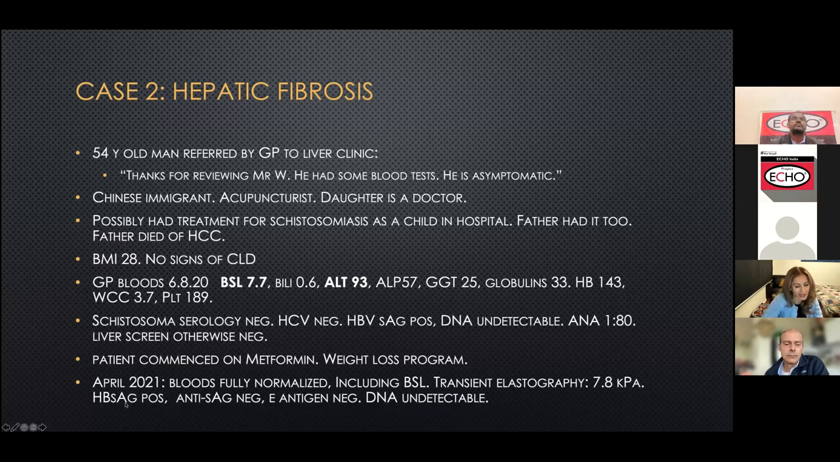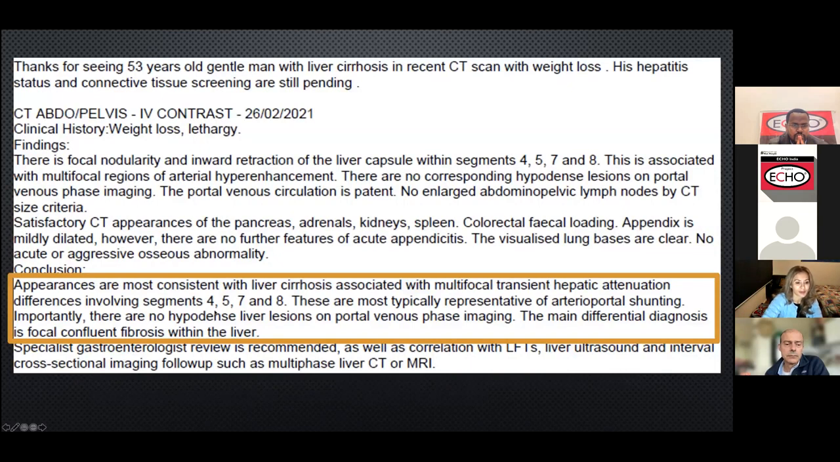But his surface antigen was positive. His surface antibody was negative, so he certainly hadn't cleared the virus. His E antigen was negative, and his Hep B DNA remained undetectable. The GP had organised a CT scan on the basis of the first blood tests, and this had shown evidence of transient multifocal hepatic attenuation differences in deep segments of the liver. They said there are no lesions here, but the differential diagnosis is that the patient has fibrosis within the liver or liver cirrhosis.